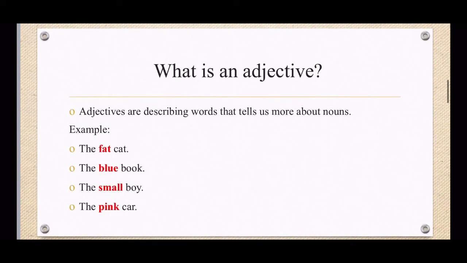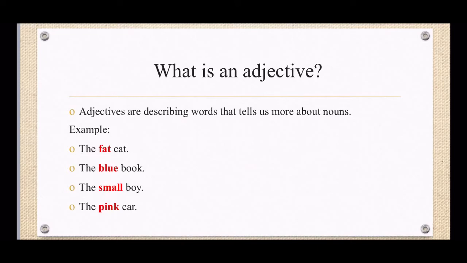In the first block in your textbook on page 71, we have the heading adjectives. So, what is an adjective? Adjectives are describing words that tell us more about nouns. For example, the fat cat, the blue book, the small boy, the pink car.